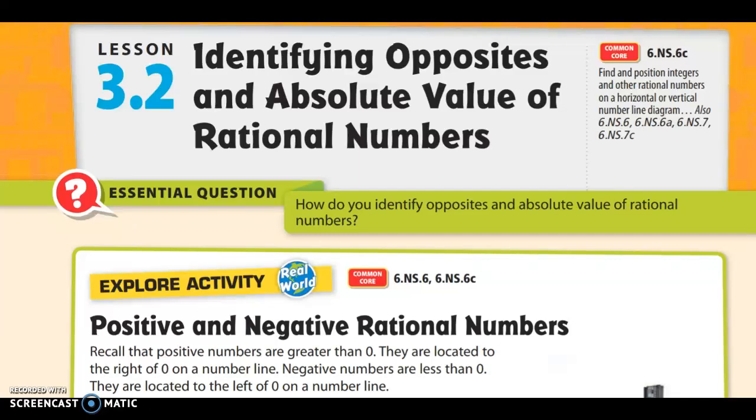We are on lesson 3.2. This is page 53. And this is about identifying opposites and absolute values of rational numbers. The essential question: how do you identify opposites and absolute value of rational numbers?